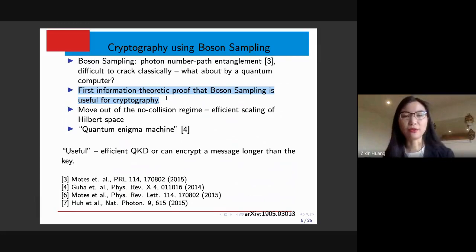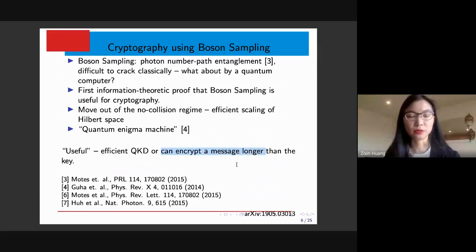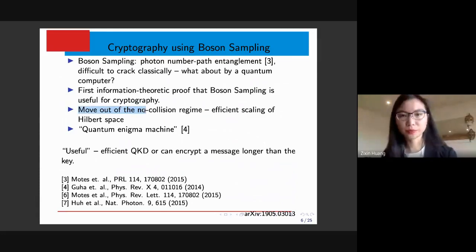So here we have an information theoretic proof that boson sampling is useful for cryptography. And by useful, I mean that we can either do efficient quantum key distribution or we can encrypt a message that's much longer than the key. And the latter is what we will focus on. And then we move out of the no collision regime, so the no photon bunching regime, and we show that this actually leads to a very efficient scaling of the encoding Hilbert space. So we have something like the quantum Enigma machine.